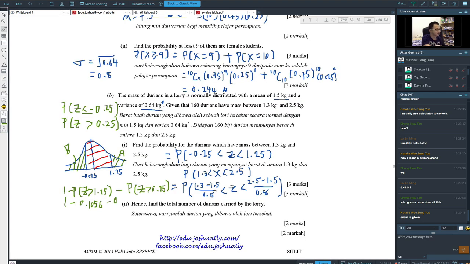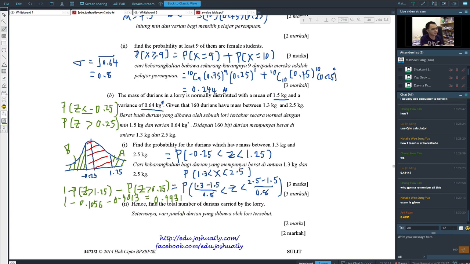Yeah, the Z value table is given. You don't need to worry about that. 0.4013 minus 0.1056, so you will get the value 0.4931.